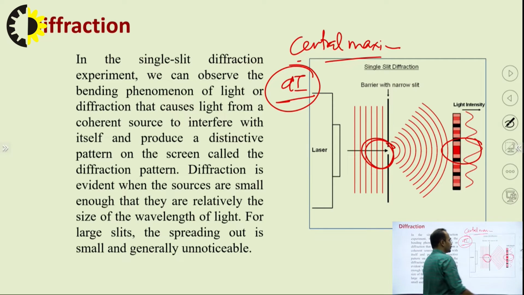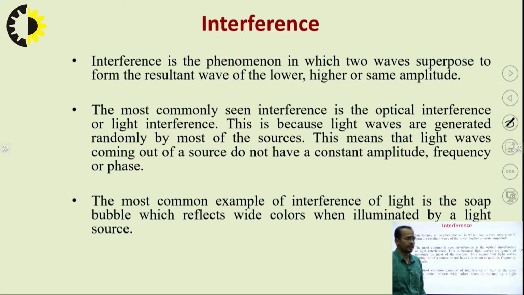So before discussing this, we should know what interference and polarization are. Interference is the phenomenon in which two waves superimpose to form a resultant wave of lower, higher, or the same amplitude. The most commonly seen interference is optical or light interference, because light waves are generated randomly by most sources. This means the light waves coming out of a source do not have a constant amplitude, frequency, and phase. The most common example of interference of light is the soap bubble, which reflects white color while illuminated by a light source.